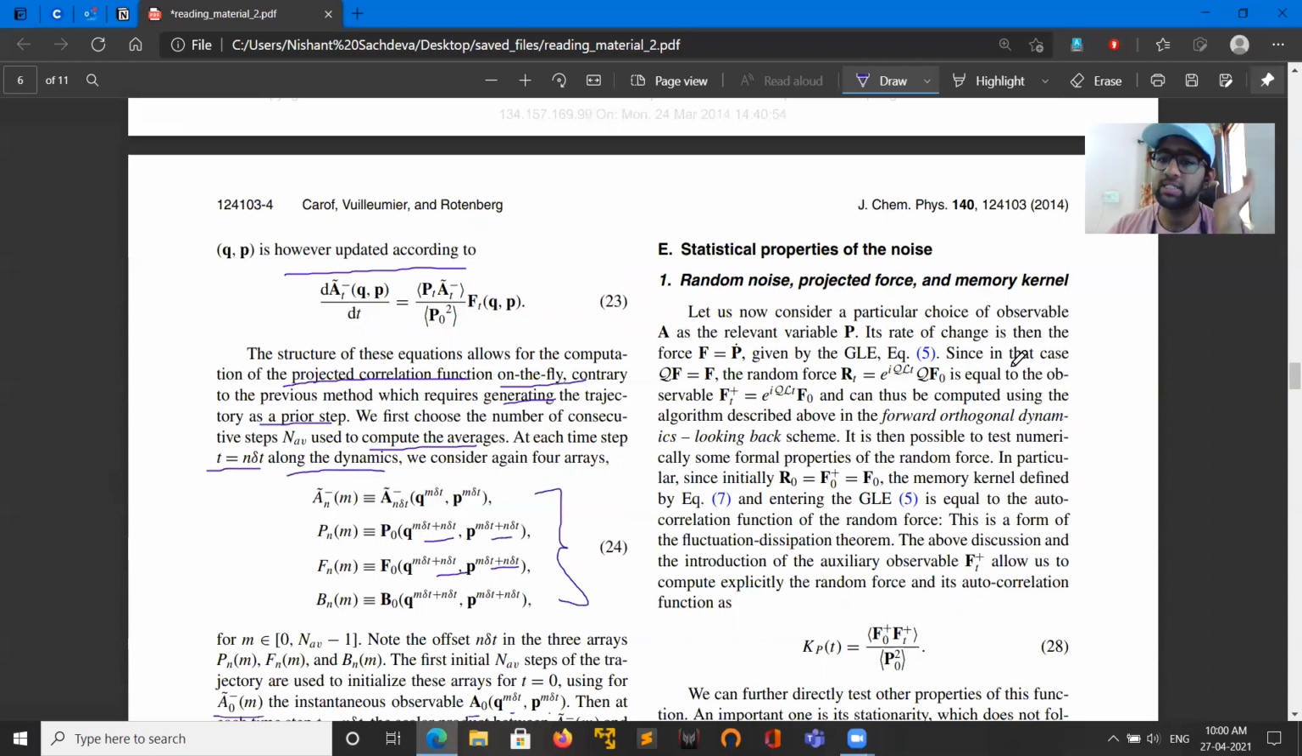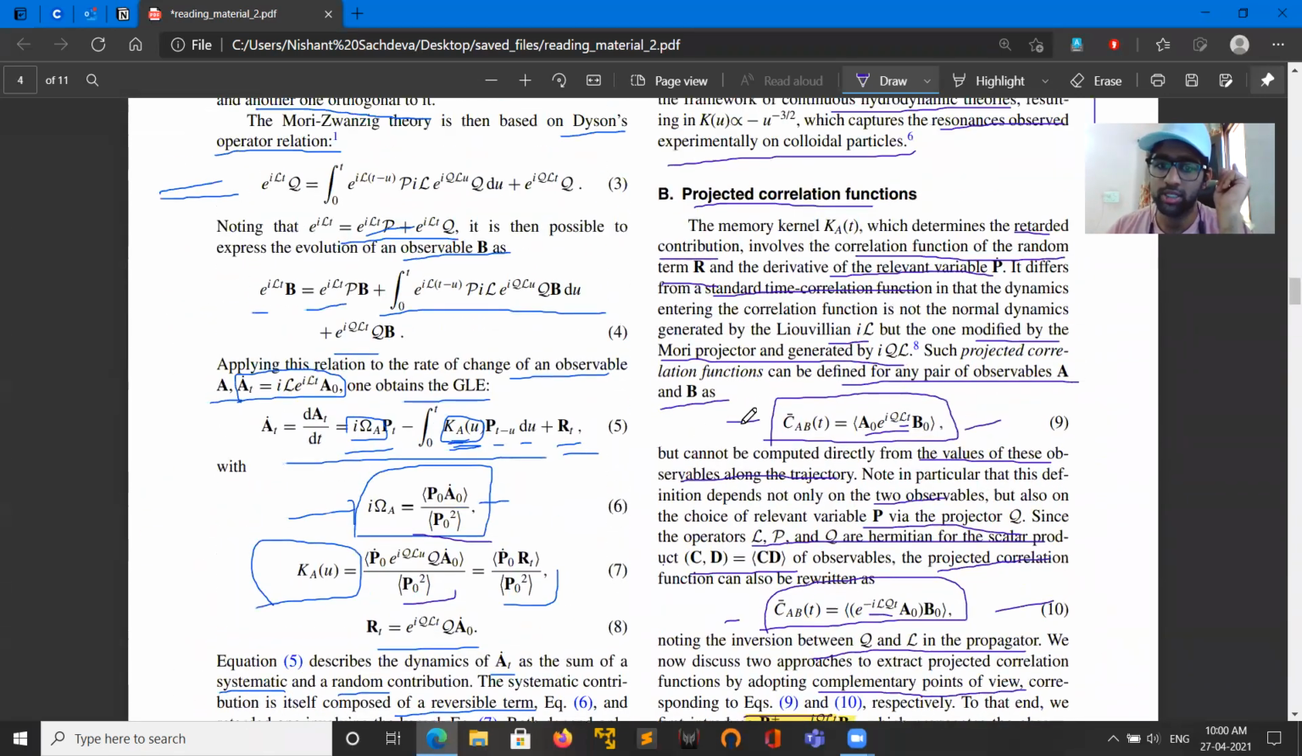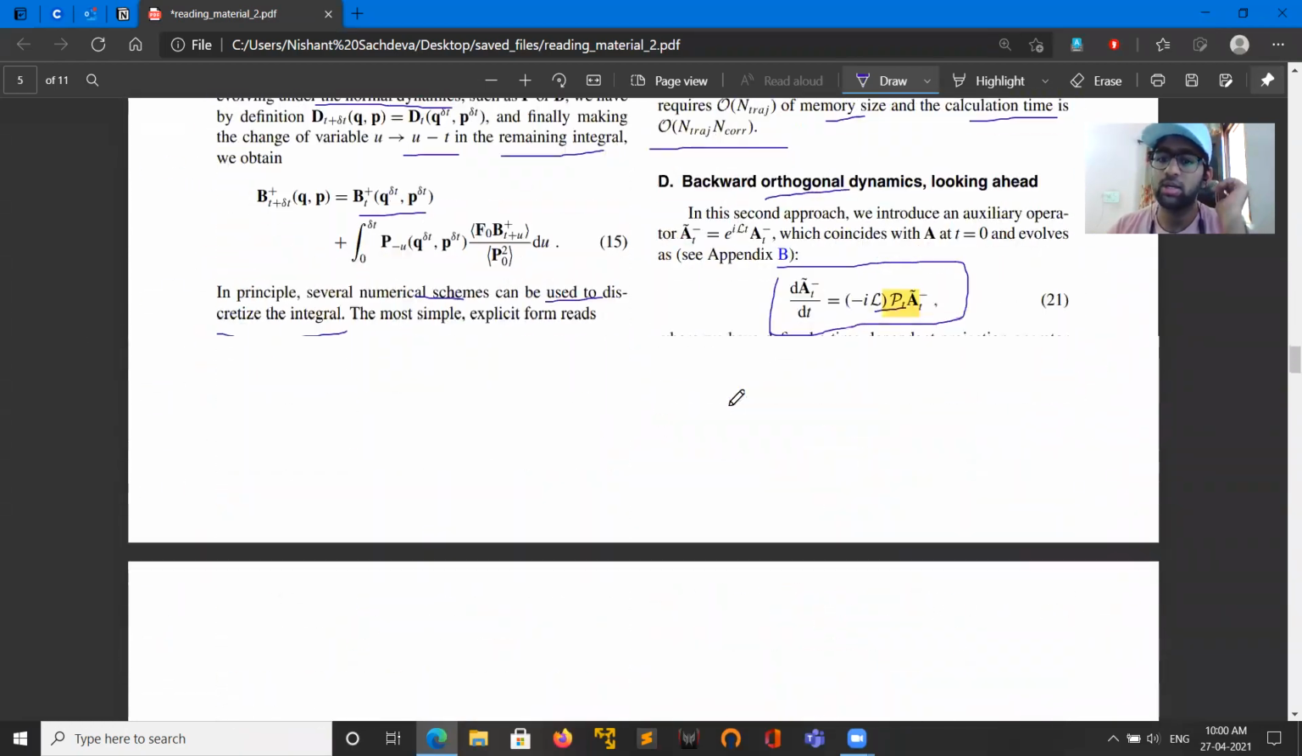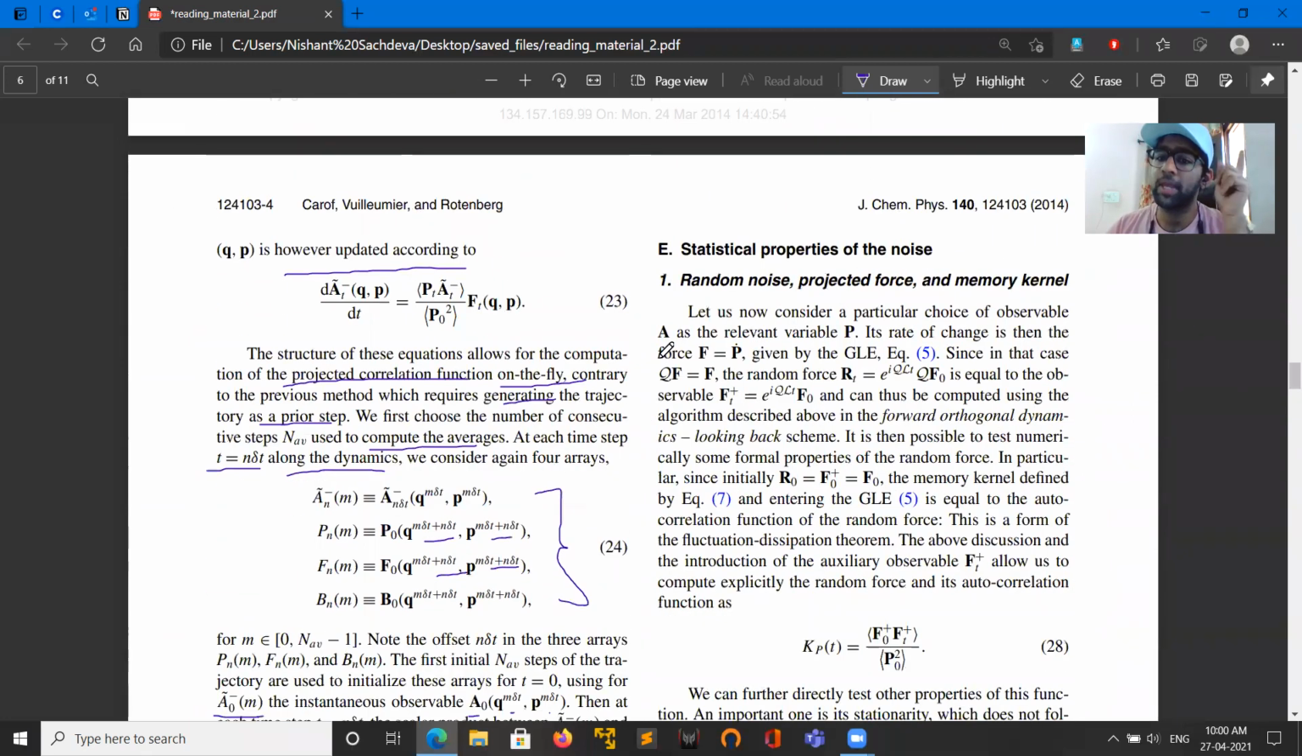So let's start by considering a choice of the observable A as the relevant variable P. Its rate of change would therefore be the force F, that is P dot. It will be given by the GLE in equation 5, which is way up there. A_t dot, which in our case is P_t dot, will be called the force, given by that particular equation. Since in that case QF is F, and the random force R_t is iQ e to the power iQLt QF naught, that is equal to the observable F_t plus, and can thus be computed using the algorithm described above in the forward method.